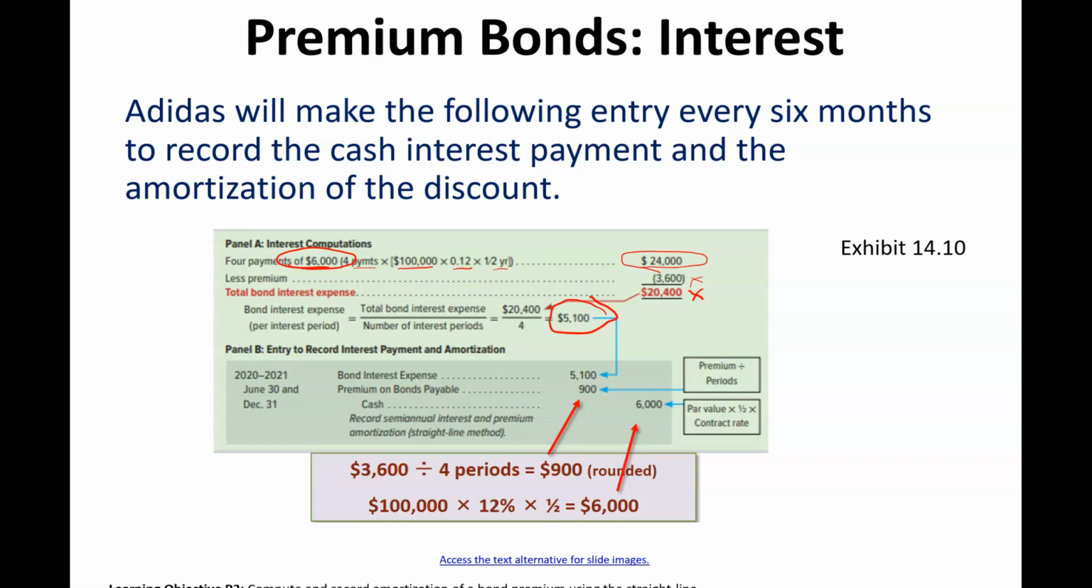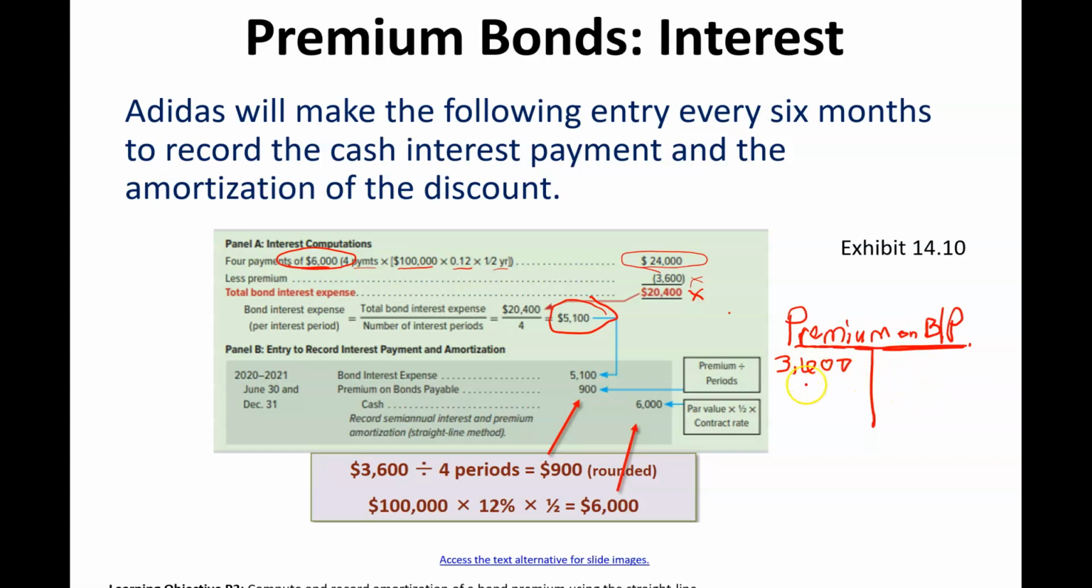Debit bond interest expense, $5,100. Credit cash, the full $6,000. The difference is $900. That goes to premium on bonds payable. Okay, I'm going to do the same thing as I did before with the discount. Here is premium on bonds payable. We had a debit balance of $3,600.